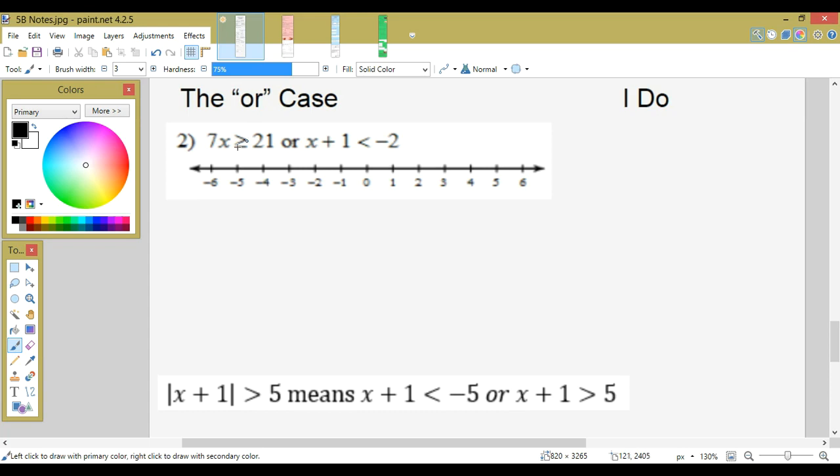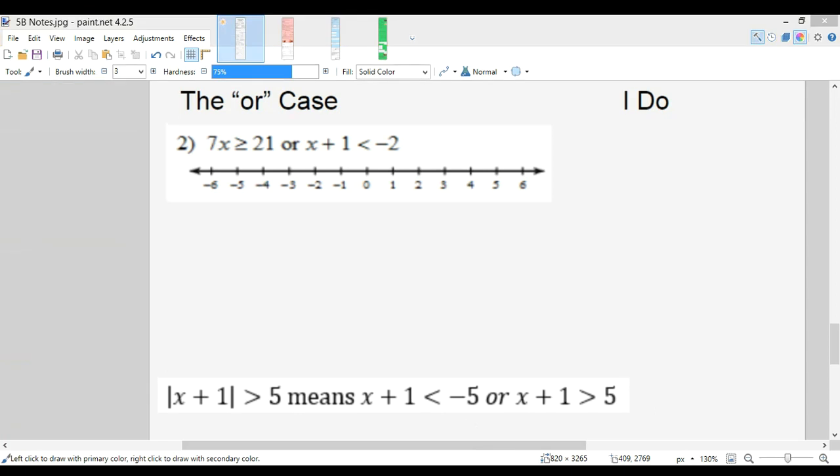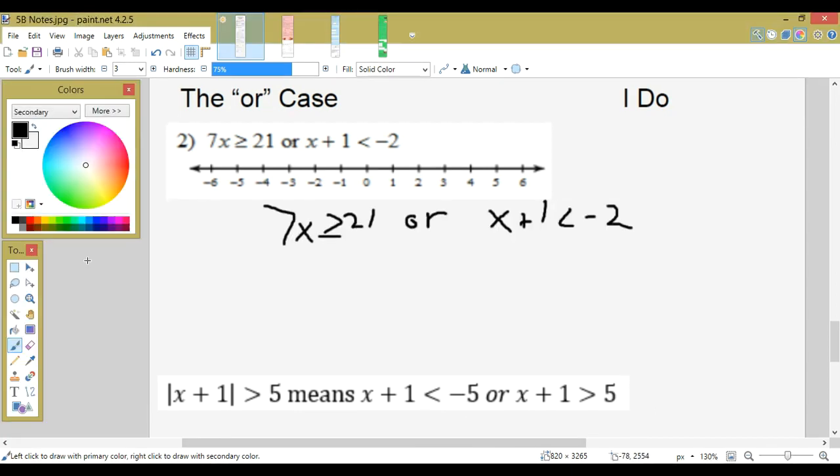The OR case. 7x is greater than or equal to 21, or x plus 1 is less than negative 2. First, you write out what you're given with this compound inequality. From here, we're going to solve for x for each of these two inequalities separately.